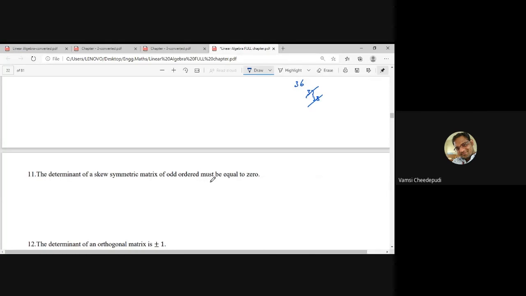Okay. Sir, skew symmetric, even order like 6 by 6 is a perfect square. I know that. But what about odd order, sir? If it is odd order skew symmetric, 0, 0, 0 like this, then its determinant is equal to 0. If it is even order, then it will be a perfect square, and if it is odd order, then it should be 0.